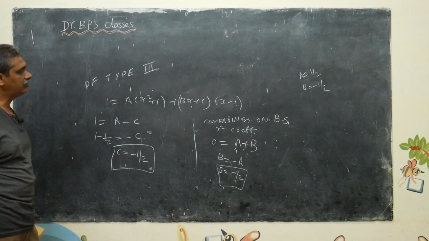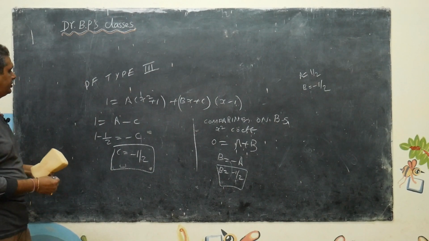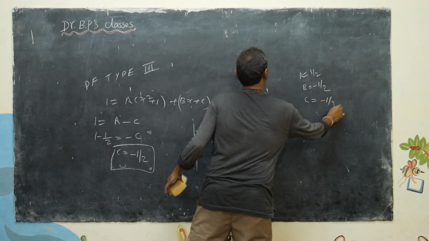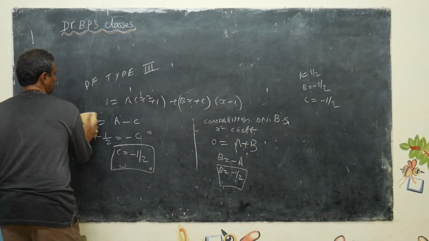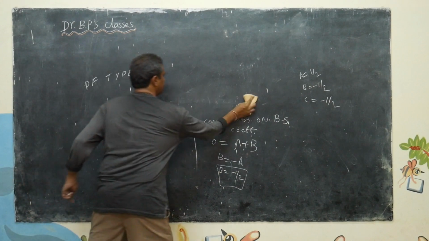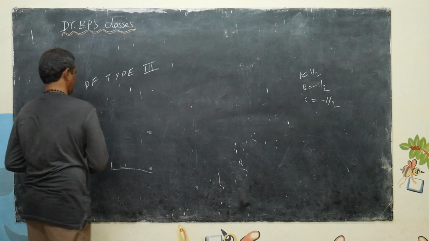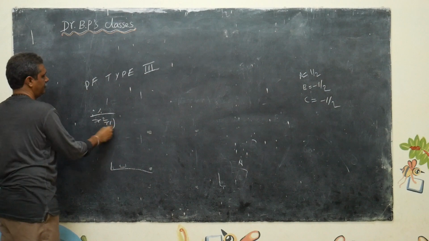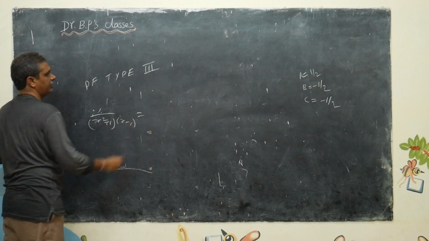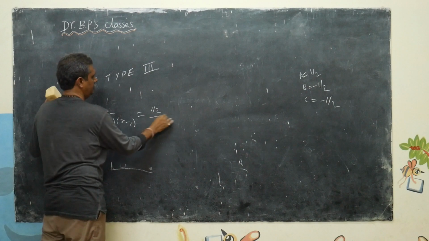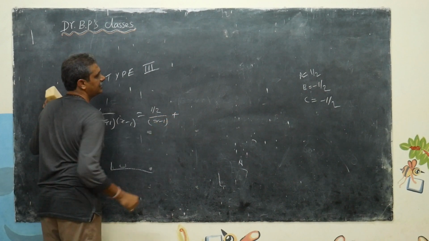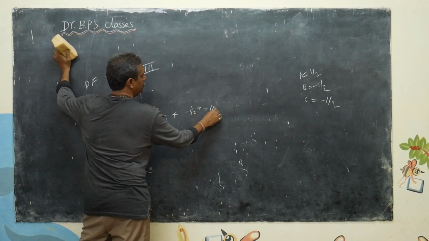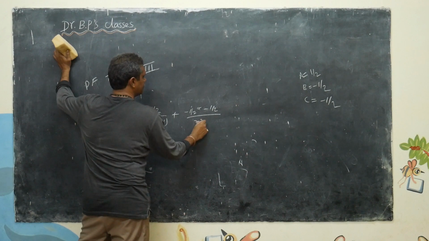Once you know the ABC values, what do you do? Go back and substitute. What is my equation? With ABC available, then what is the given equation? The given fraction 1 by x square plus 1, x minus 1 is equal to, what I am writing, A by x minus 1. So 1 by 2 by x minus 1, plus bx plus c. What is b? Minus 1 by 2 into x, plus c, 1 by 2, that is also minus, by x square plus 1.